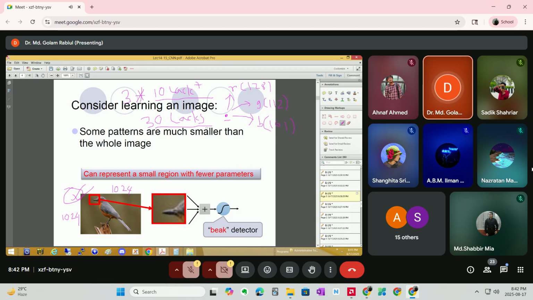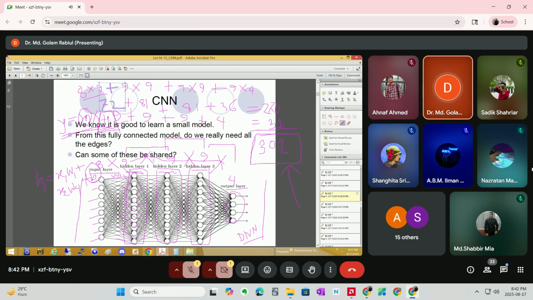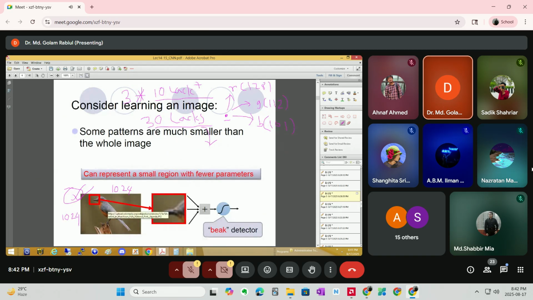So if we want to design a deep neural network architecture to learn this image from its raw data, then we have to add 30 lakhs, or at least 10 lakhs if we consider a grayscale image, at least 10 lakh neurons in the input layer.